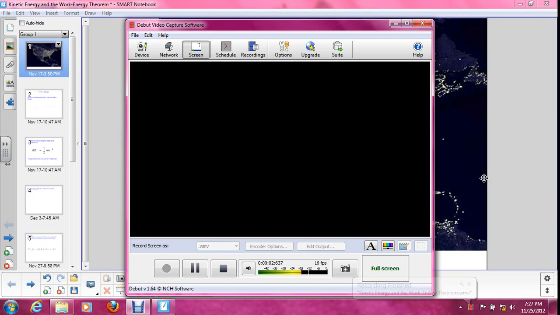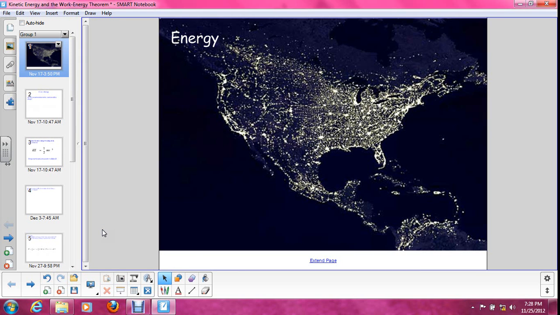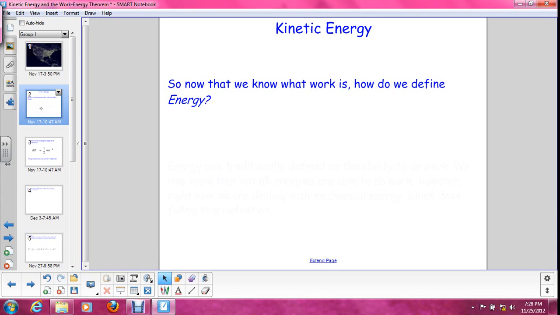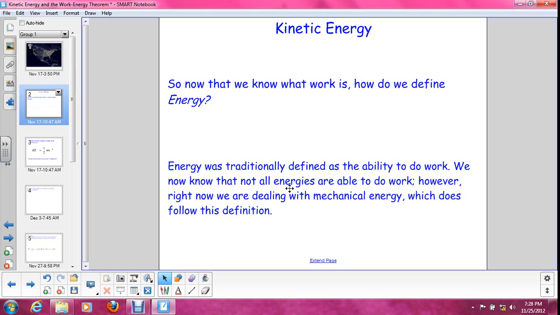Alright, so today we are going to expand the topic of work and apply it to the idea of energy. So now that we know what work is, a force applied to an object to move it over some distance, how do we define energy? Energy is kind of a weird concept to wrap your brain around. But energy was usually defined as the ability to do work. So typically, if something had energy, either stored or in its movement, it was able to do work.